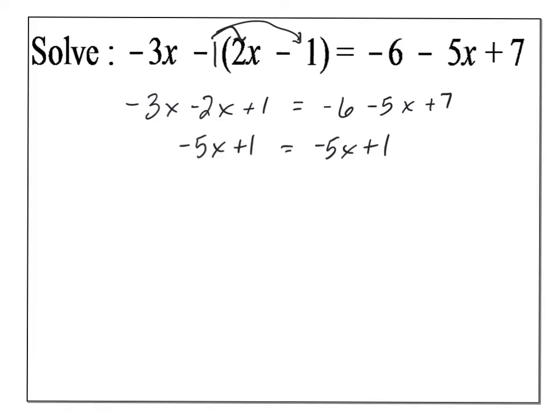So I'm going to move this -5x over to this side just by changing its sign. Cross it out. Now I have 0 x's. They cancel out, and I'm left with a +1 equals a +1 here. I don't know why I put the positives, because I don't need them, but it's okay.